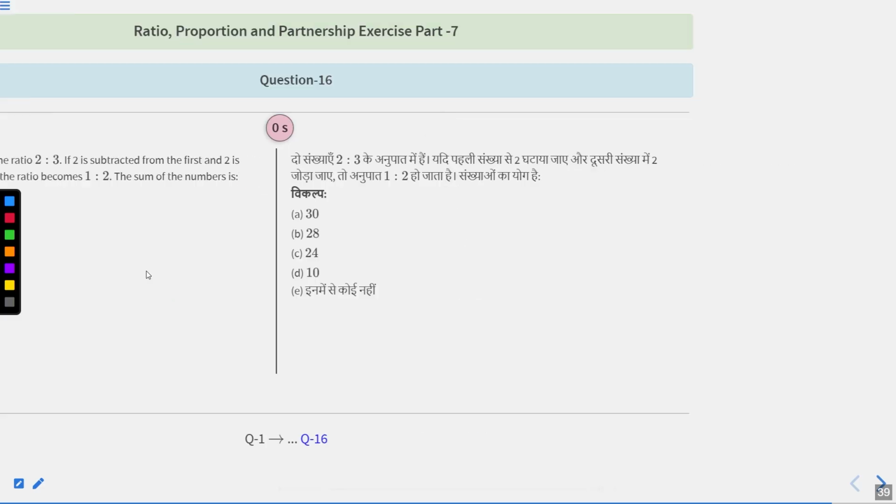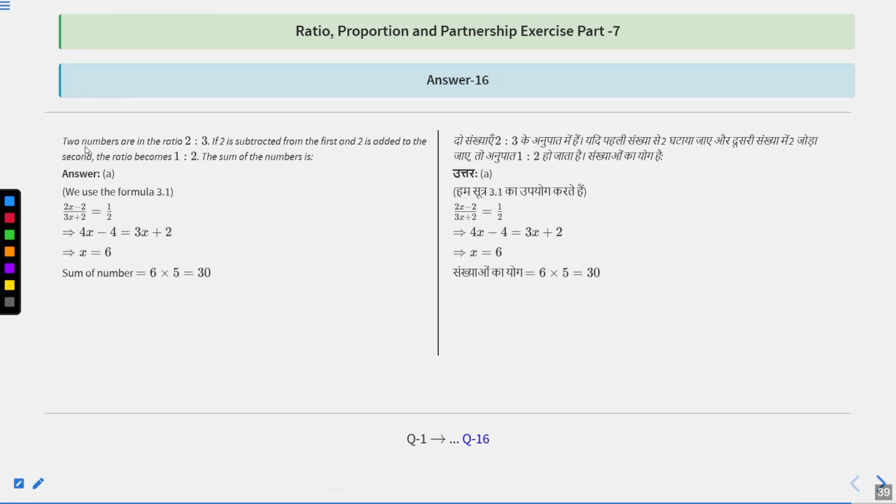Now time's up. Let's see the solution. The question says that two numbers are in the ratio 2:3. So we can let the numbers be 2x and 3x. The first condition says that 2 is subtracted from the first number, so we make it 2x minus 2 upon 3x plus 2 for the second number, and the ratio becomes 1:2. When we solve it, we get the value of x, which is 6. The question asks for the sum of these two numbers. These two numbers will be 2 plus 3, which is 5x, and the value of x is 6. So we put 6 into 5, which equals 30. So A is the correct answer.